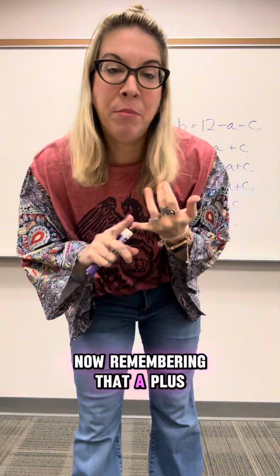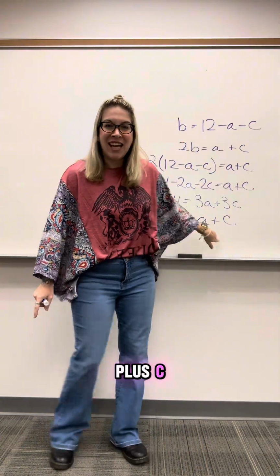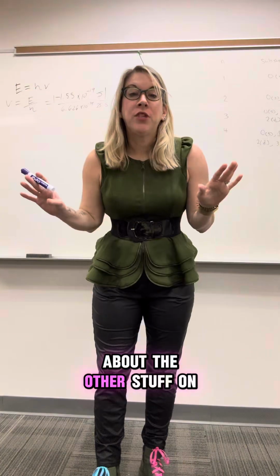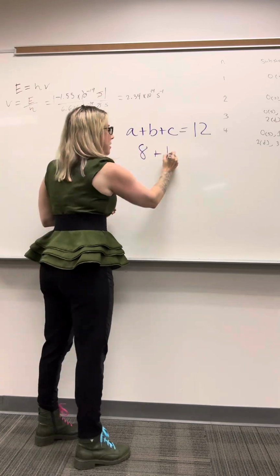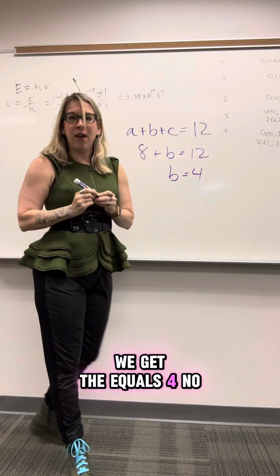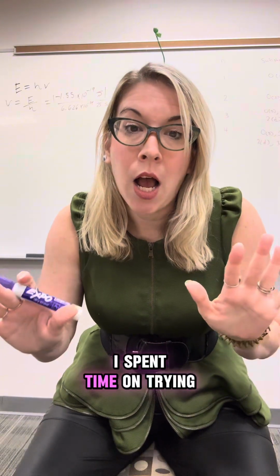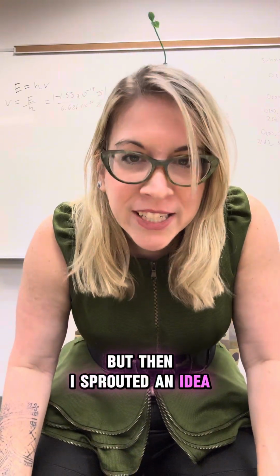Now remembering that a plus b plus c equals 12, we can substitute 8 for a plus c. Let's do that. Now don't worry about the other stuff on the board. I didn't want to erase it. We get b equals 4. Now honestly, I spent time on trying to figure out how to get the other 2 numbers. But then I sprouted an idea.